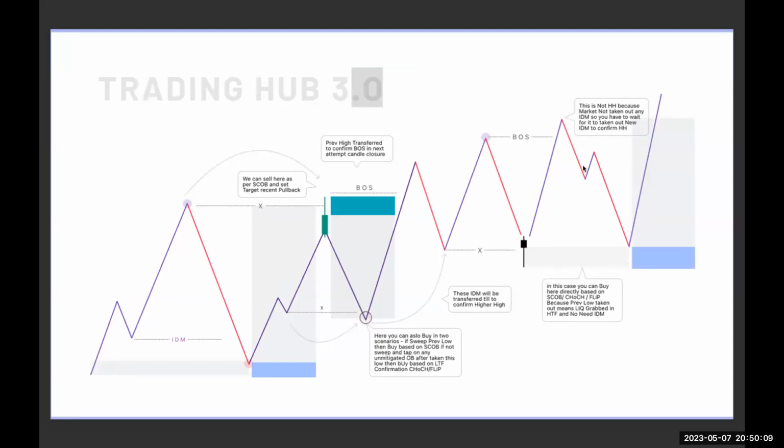Okay. And remember one more thing, this is not a higher high. Why? Even with a break of structure, this is not a higher high. A higher high is confirmed when the market takes out the inducement. So in this case, the market pushes downside and you buy, but maybe in the next attempt it can go lower and like this. So this becomes our higher high because it took out the inducement. And this move is called our break of structure here. And this is our higher high.